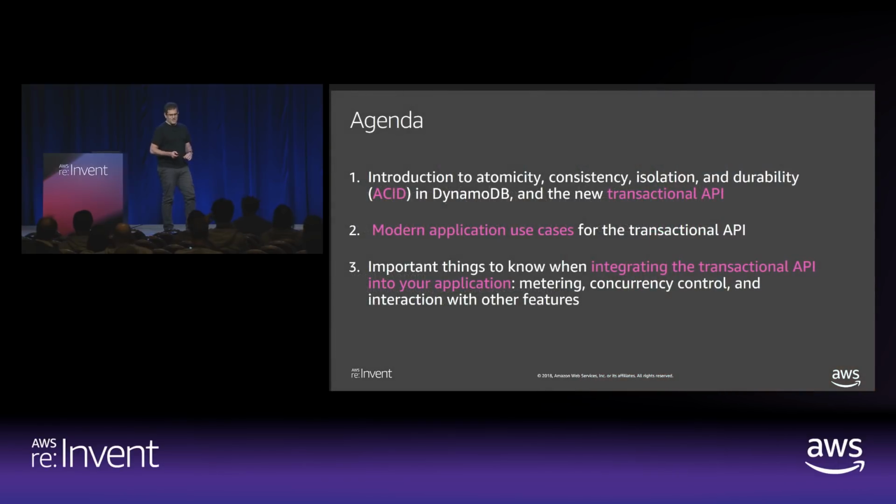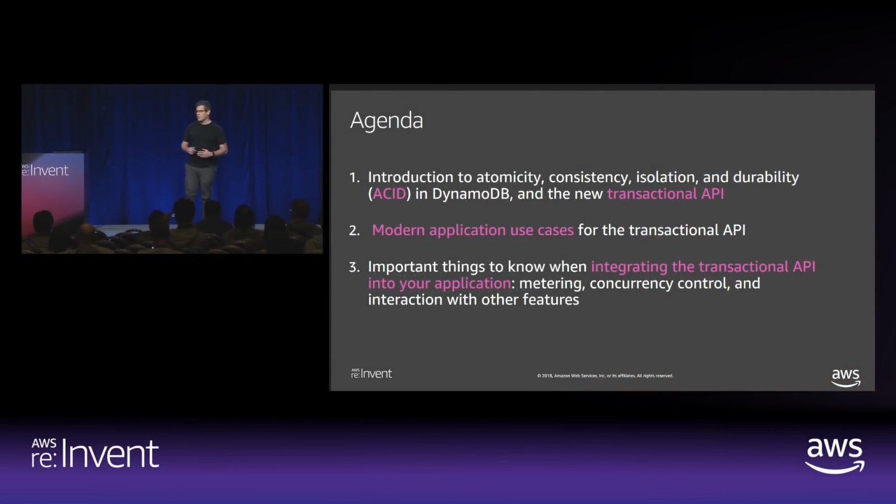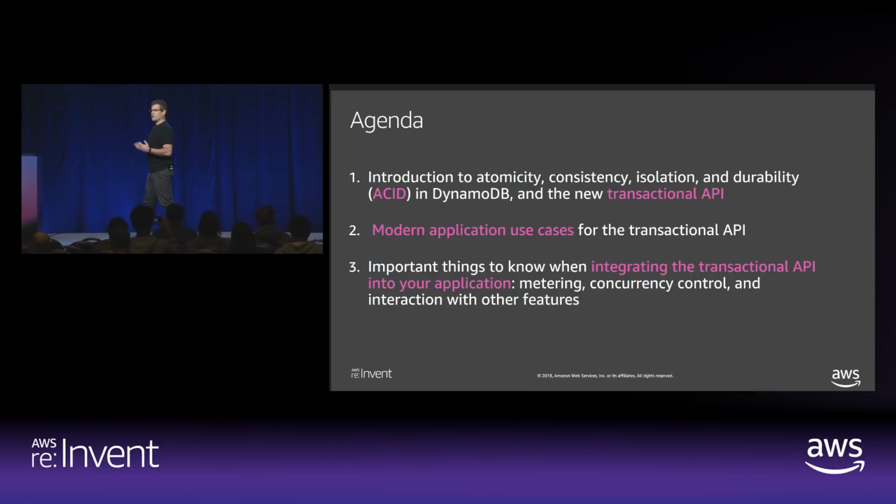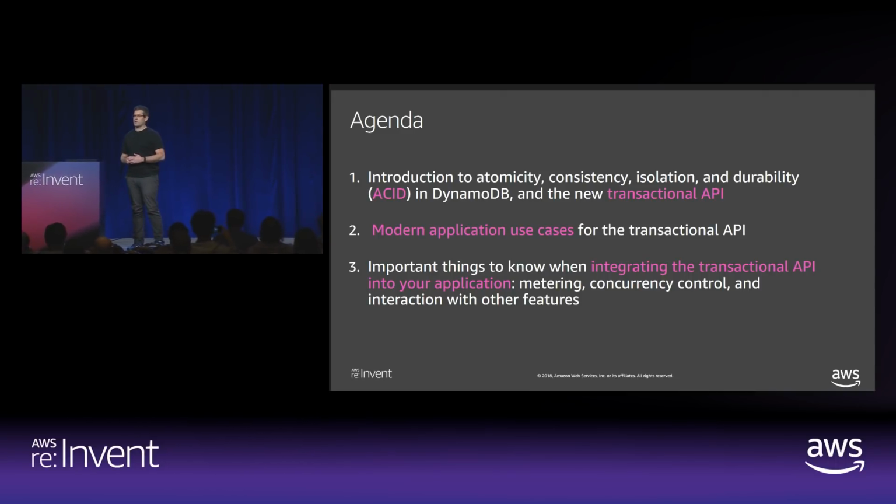Now, about what we're going to go over tonight is first, what does ACID mean for DynamoDB? You have a RESTful API that allows you to get and store and set data. What does ACID mean in the context of a NoSQL database such as DynamoDB? And how does the transactional API change that picture? And after we get introduced to the new API and see how it fits with the rest of the API that we have, we're going to go over use cases of using transactions with the new API. And then we're going to go over important things that you need to know when you're integrating with this new API, how it works with the other features of DynamoDB.